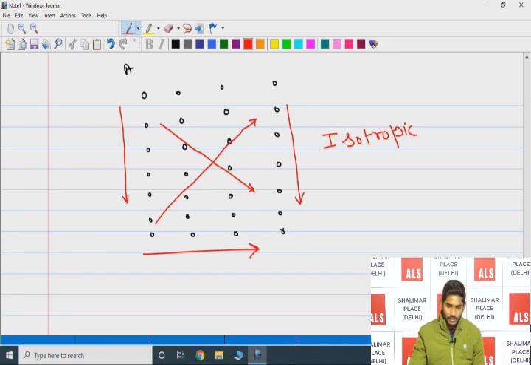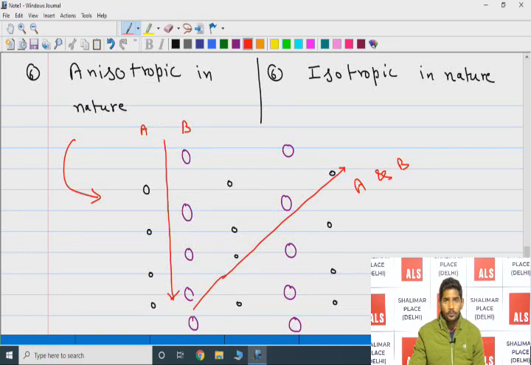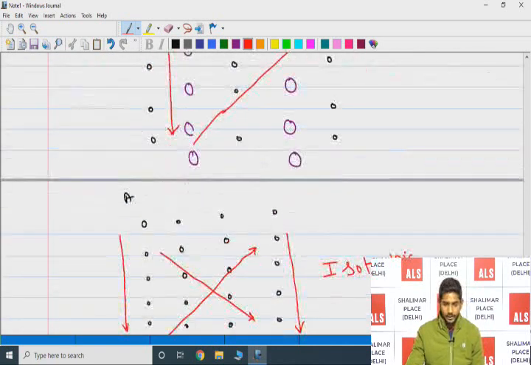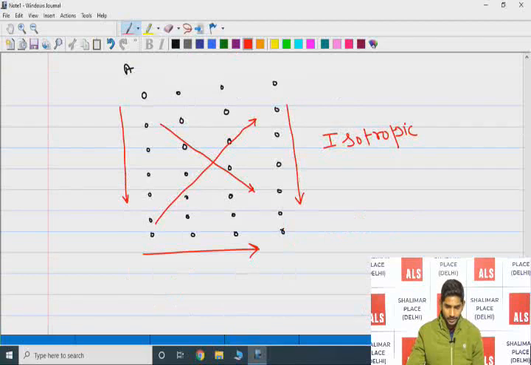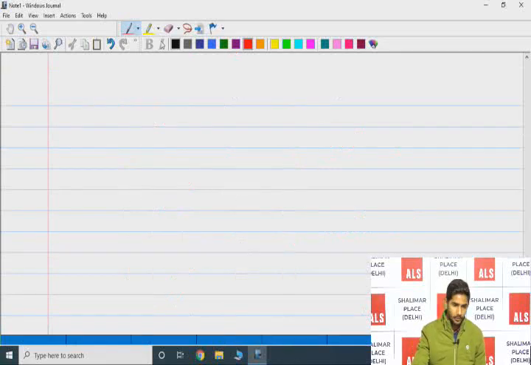Now look at this arrangement. Can you say you will find only one type of particle here? Only either A or B or AB, AB exactly in every direction. Can you say that? Okay, that's why this is anisotropic in nature. Get it now? Now is it clear to you, Tamanlong? Are you still having some doubt? Okay, that's good.